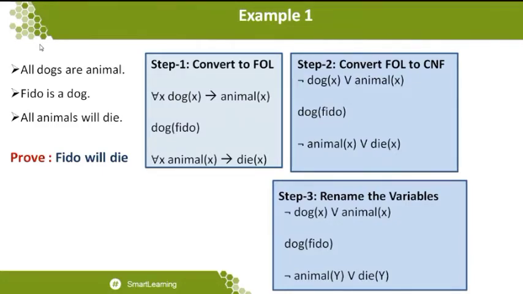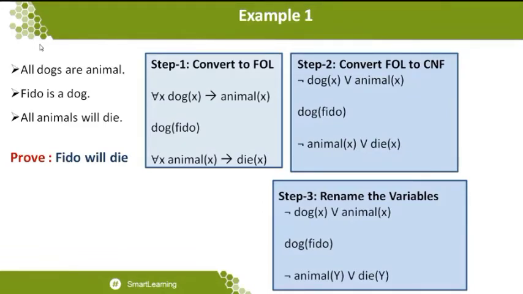This is a very simple example that we follow here. Three statements are given: All dogs are animals. Fido is a dog. All animals will die. Then I want to prove the statement that Fido will die. So this is the actual statement that I want to prove.